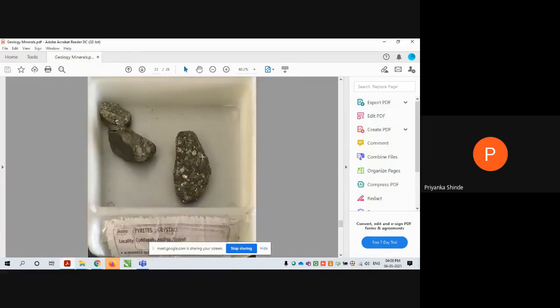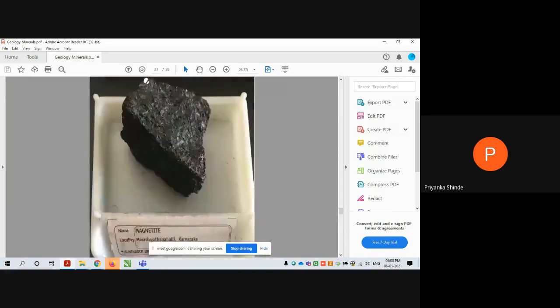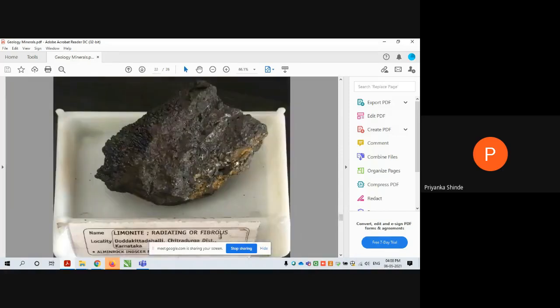Then it is again an important ore of iron. Okay, but it is a low grade iron. Low grade means you will not get more iron content in this. So that is limonite.